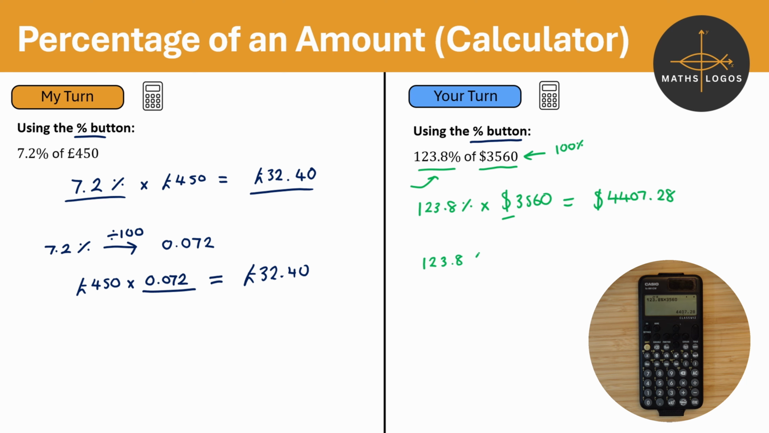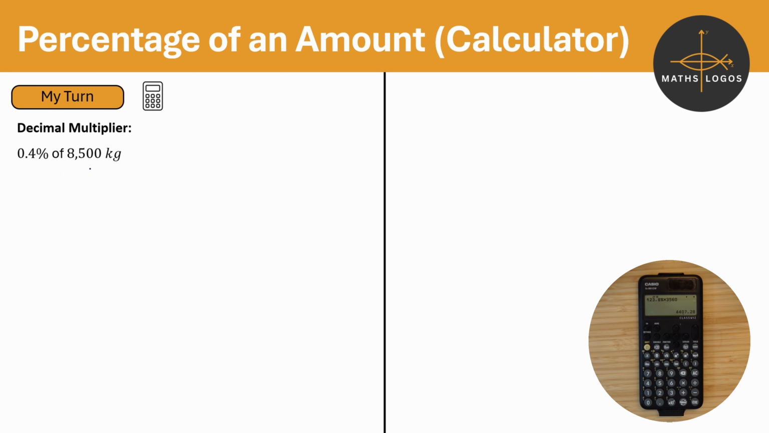If you didn't do it that way, you could do it like this. Turn 123.8% into a decimal multiplier by dividing by 100. That gives you 1.238. And then take your dollars, your 3,560, and multiply it by the 1.238. And that will have given you the same answer. So in this example, we're just going to use the decimal multiplier method.